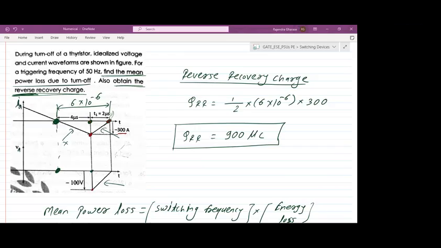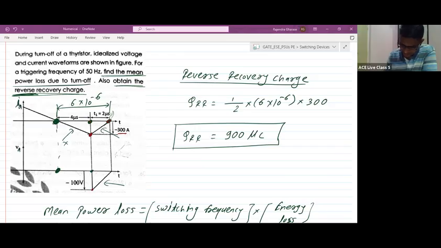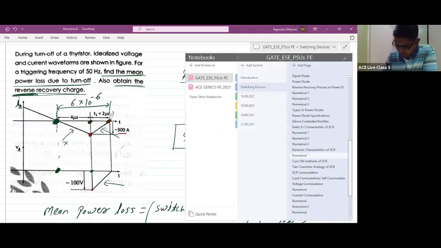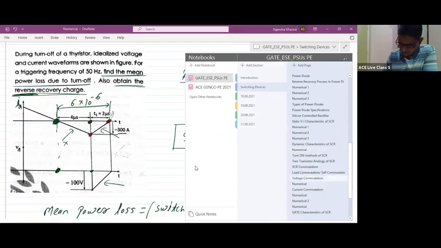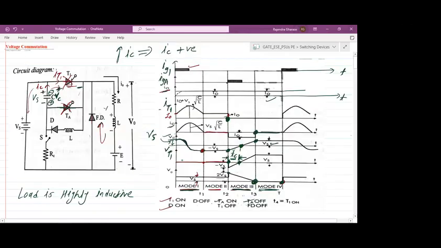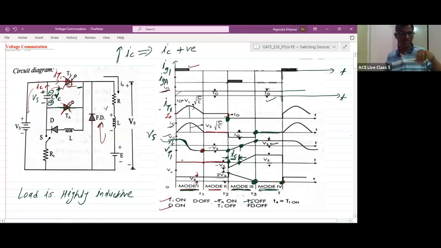Hello, sir. Nagasai, right? Yes, sir. In mode 3 operation of the voltage commutation circuit, how will the auxiliary thyristor be turned off?